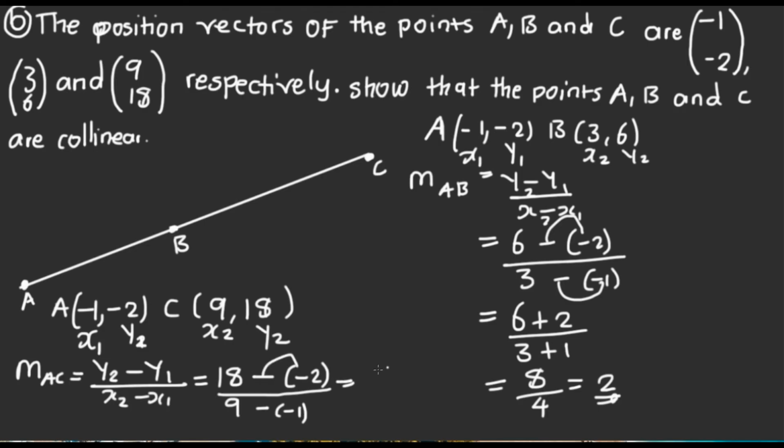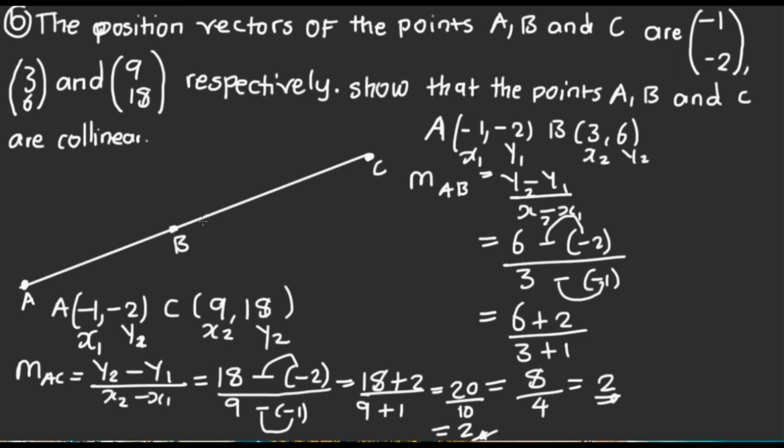So negative times negative is positive. So we have 18 plus 2 on top over 9 plus 1. So 18 plus 2 is 20 over 9 plus 1 is 10, giving us the gradient of 2. So we've seen that these points are collinear because they are giving us the gradient of 2.